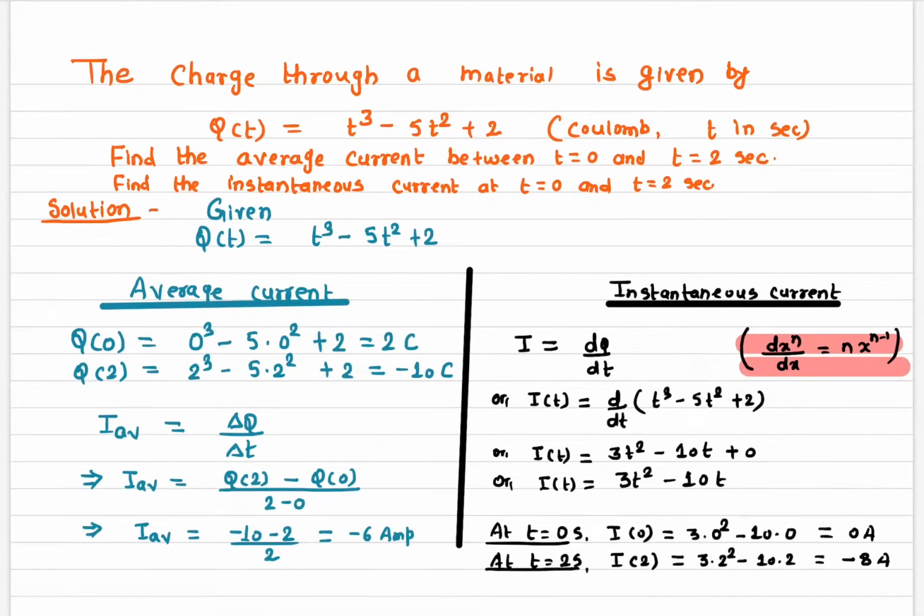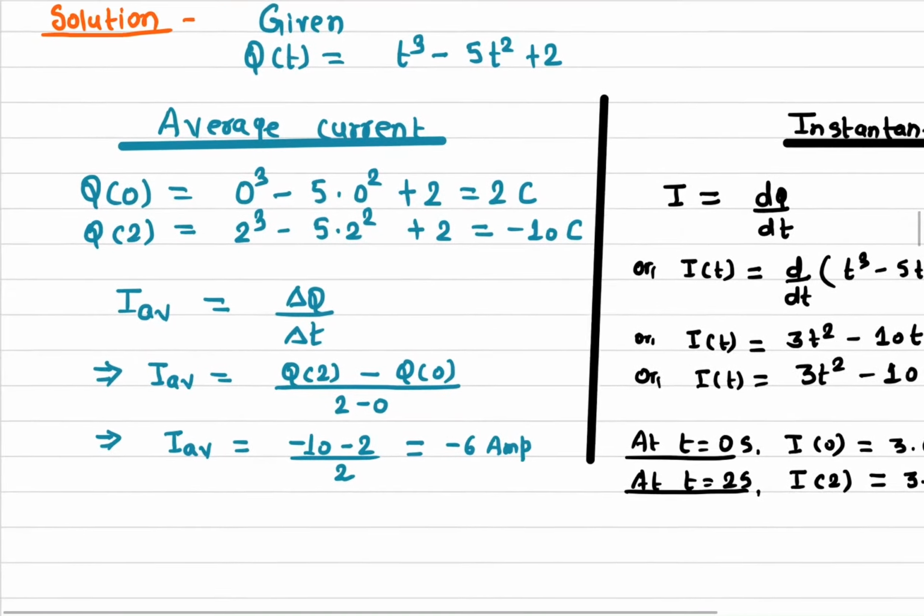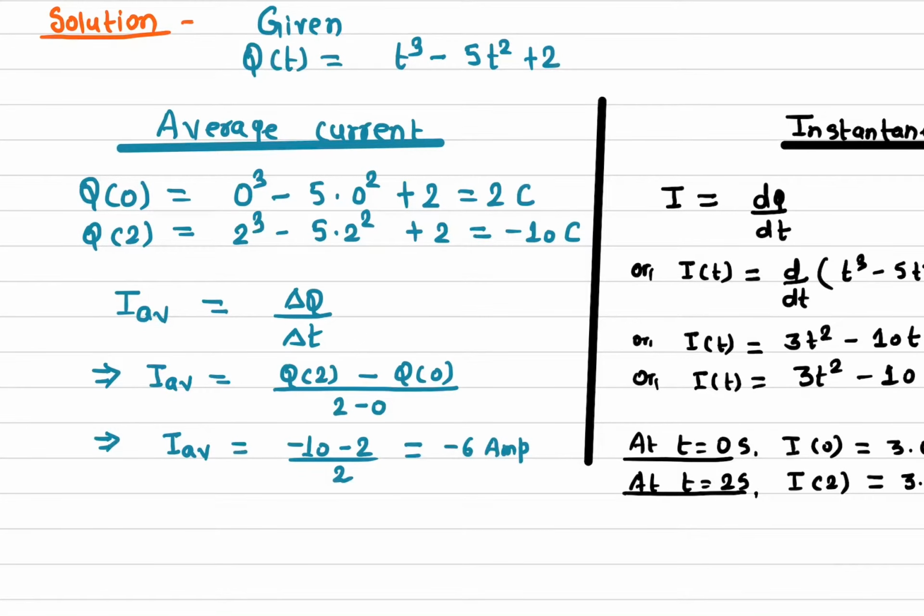Let's find it out. If you have taken a university physics class and you know position as a function of time, you can find the average speed and average velocity. The same thing applies here. Here the charge is a function of time, and you need to find the average current and the instantaneous current. To find the average current, we need the charge at two particular times, in this case time equals 0 and time equals 2 seconds.